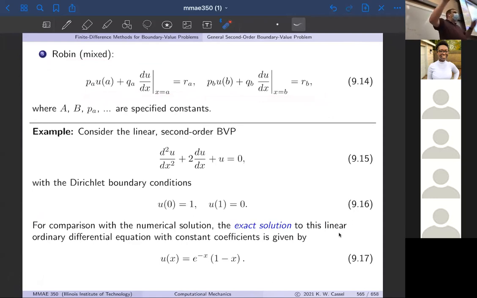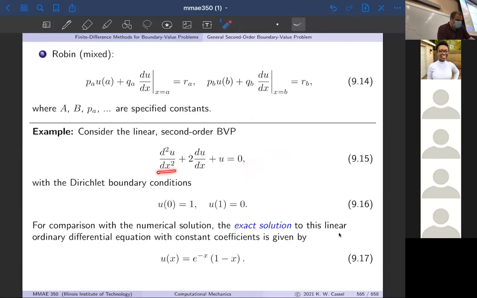So I could have Dirichlet and Robin on either end, as we did for the convection condition at the tip. I could have Neumann and Dirichlet. I could have any combination of these 2. So let's look at a specific example that fits in this category. d squared u dx squared plus 2 du dx plus u.